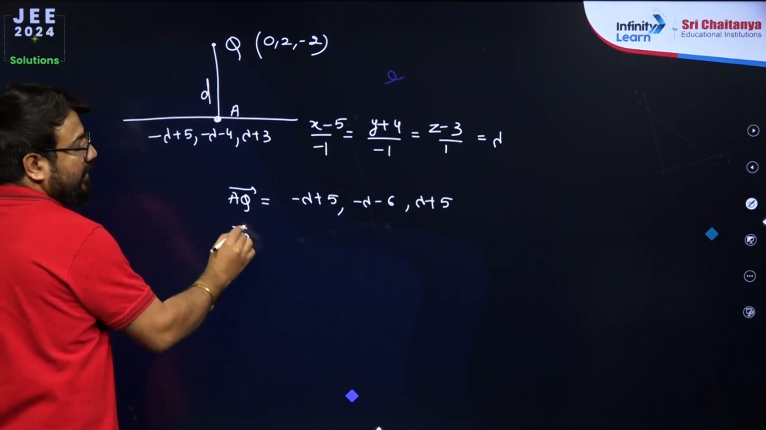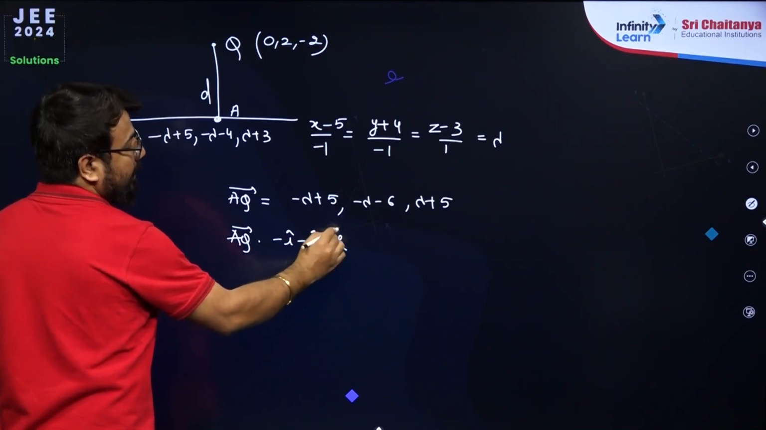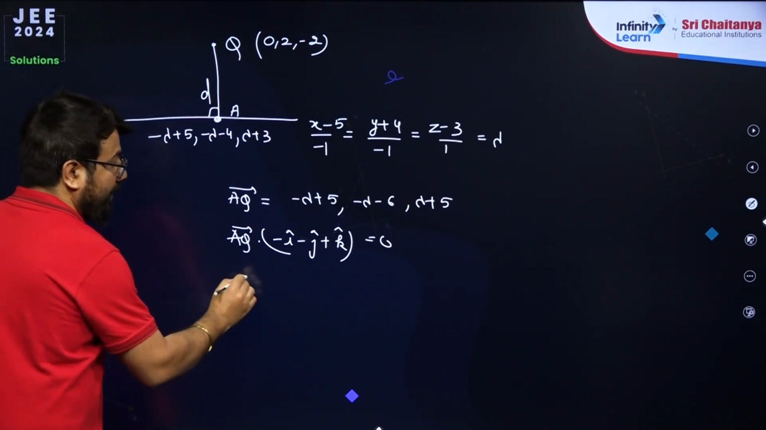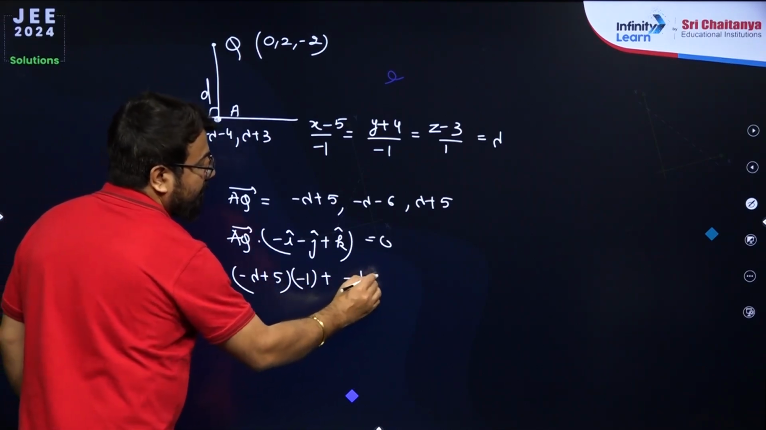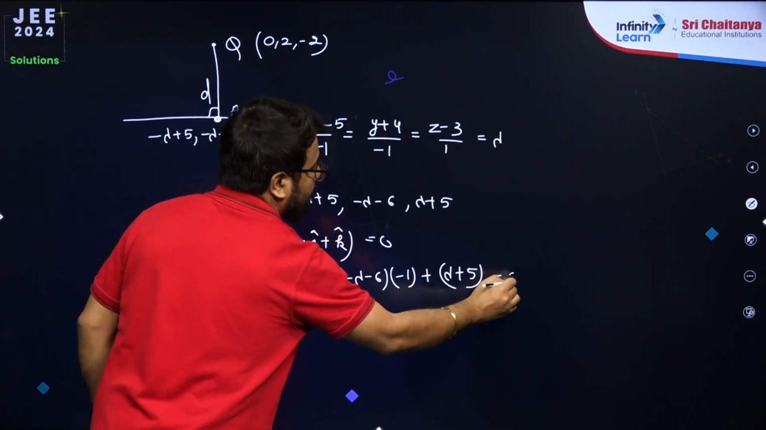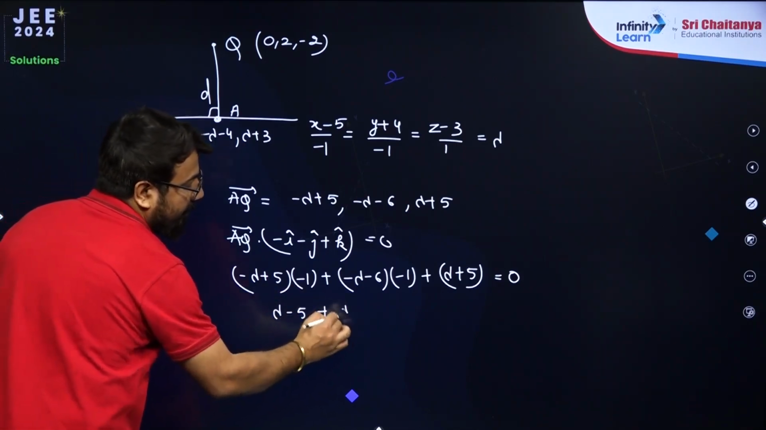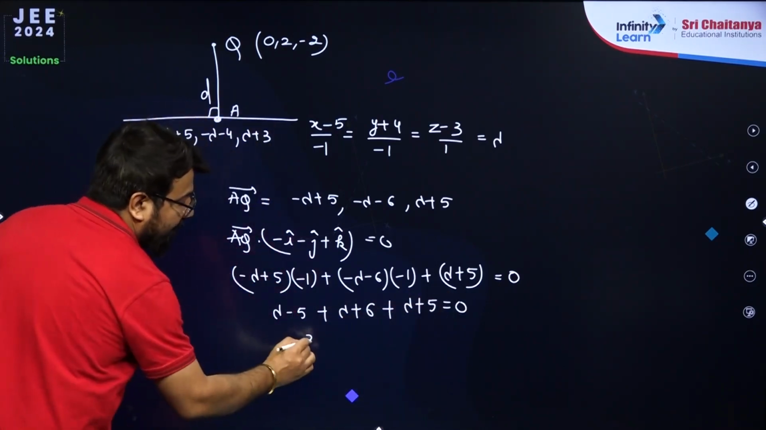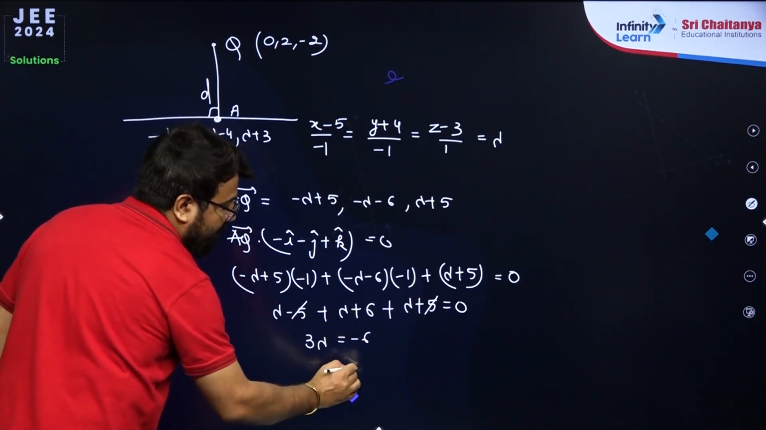This AQ vector is taken dot with the parallel vector, that is the b vector. And hence it is 0 because the angle between these two vectors is 90 degrees. So minus of lambda plus 5 into -1, then minus lambda minus 6 into -1, then lambda plus 5 into 1 is equal to 0. So my dear students, here I will be able to get lambda minus 5, here lambda plus 6, here lambda plus 5. So 3 lambda I am obtaining, and 5 and 5 are getting cancelled. It is actually -6, so lambda will be -2.